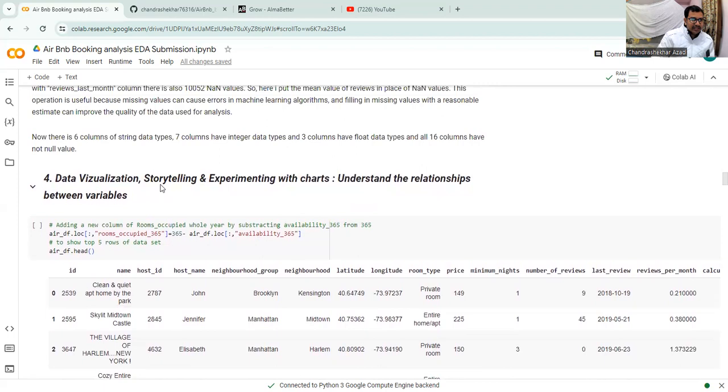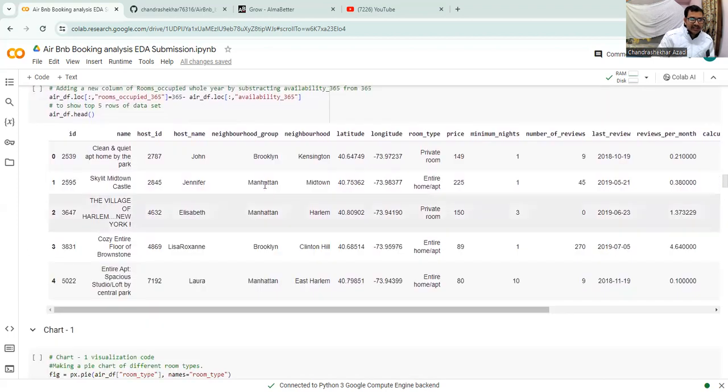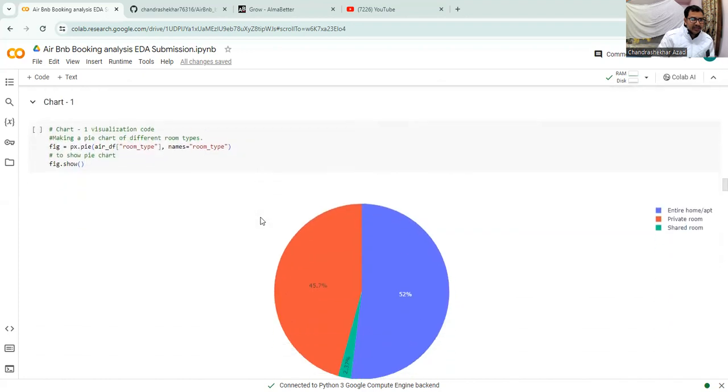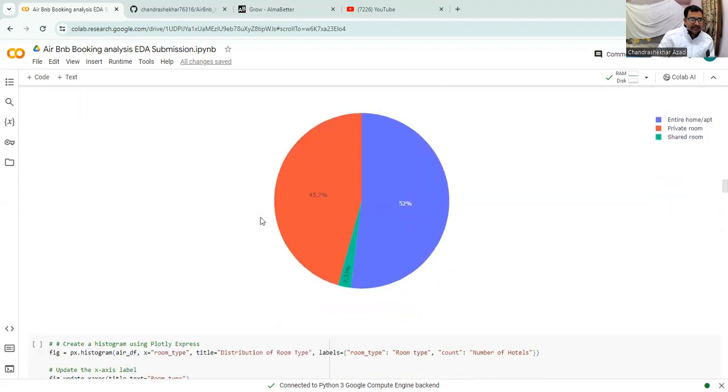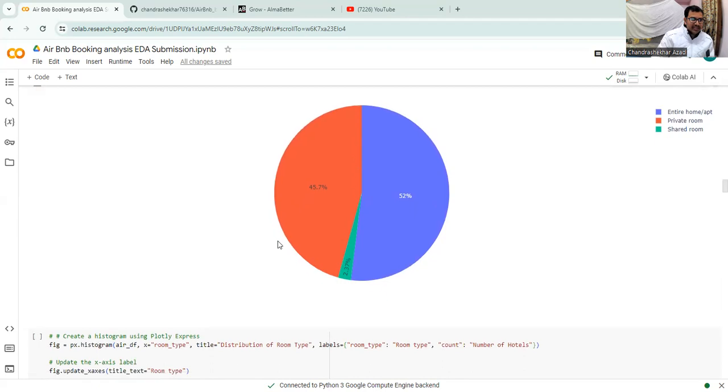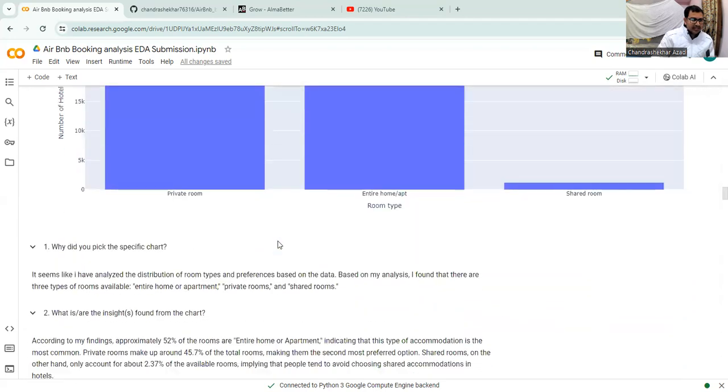So the next part is data visualization. Here is our data. The first chart is a pie chart. Here we can see that 52% of the rooms are entire home apartment, 45% are private room type, and 2.37% are shared room type.